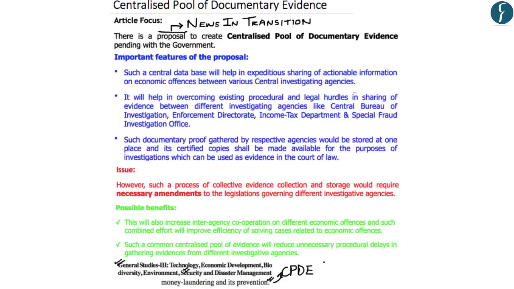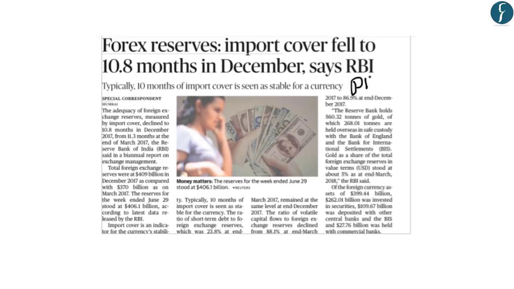And so now with this, let us move on to the next article. Now we have taken this article from page 13. What we'll do with regards to this article is understand the various terms that have been used in this article from the perspective of the prelims examination.